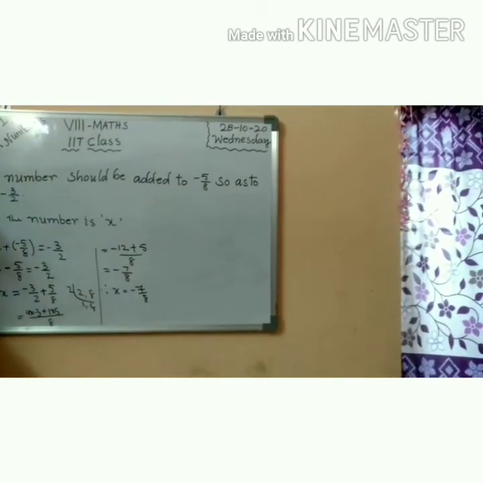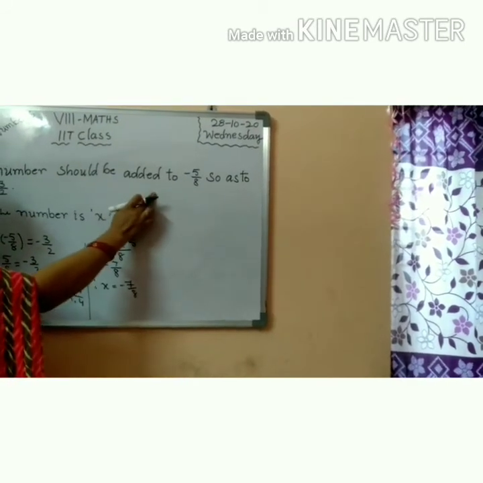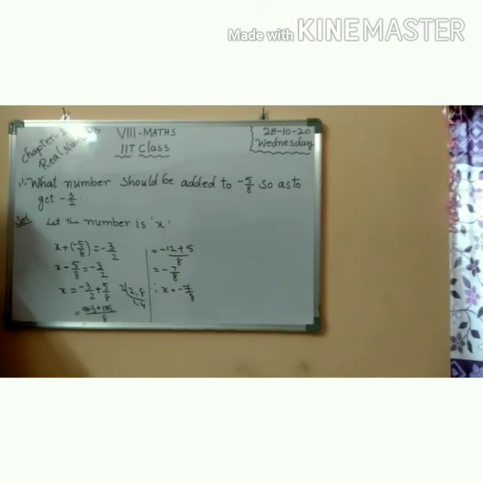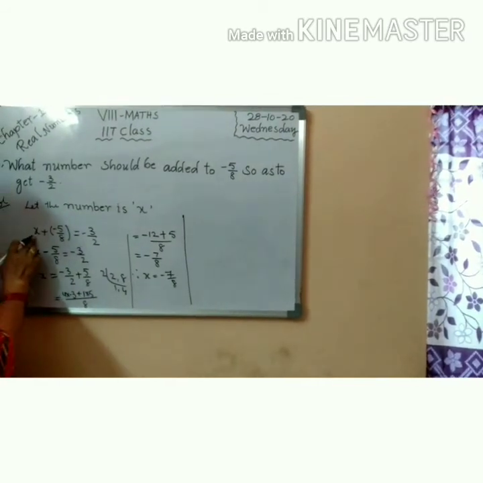Did you understand, children? Minus 7/8 added to minus 5/8, you will get minus 3/2. Once clarify, substitute the x value.